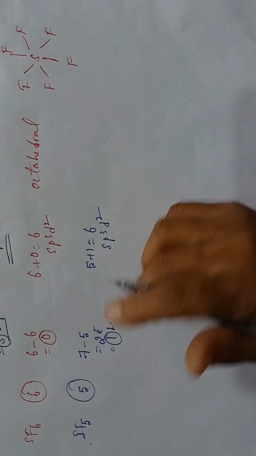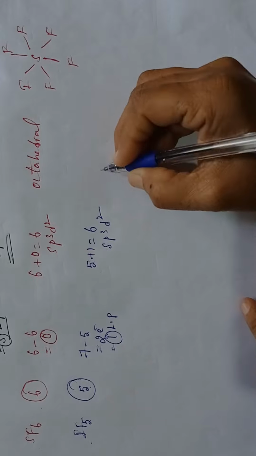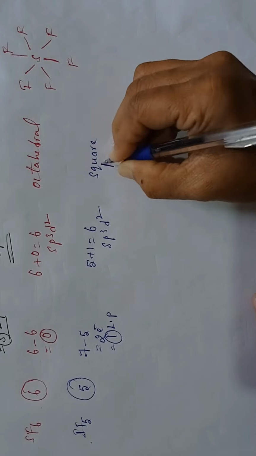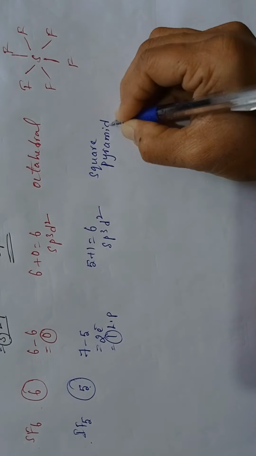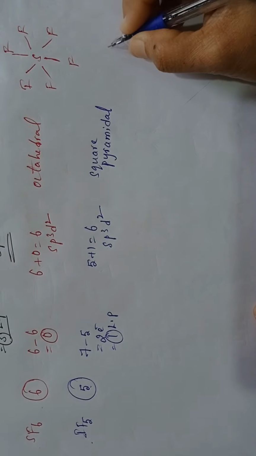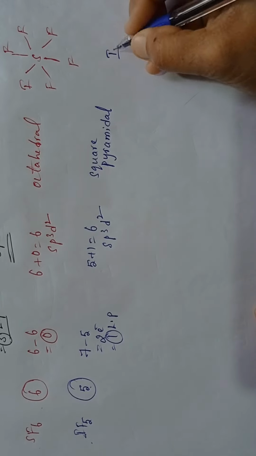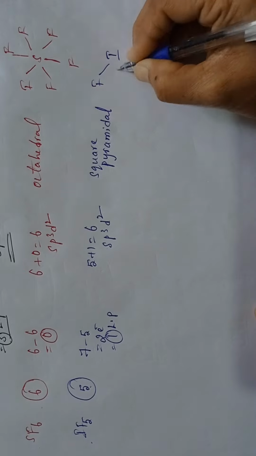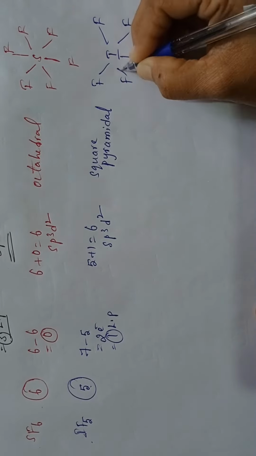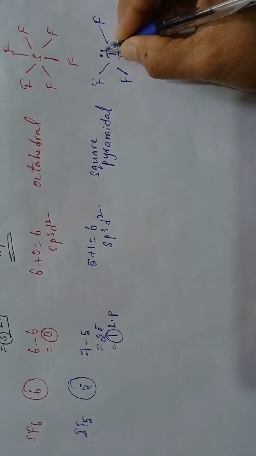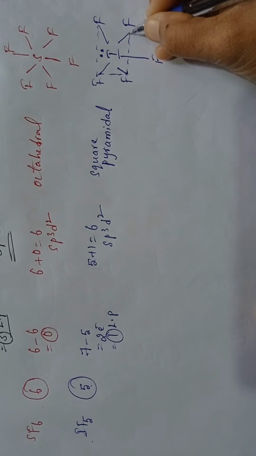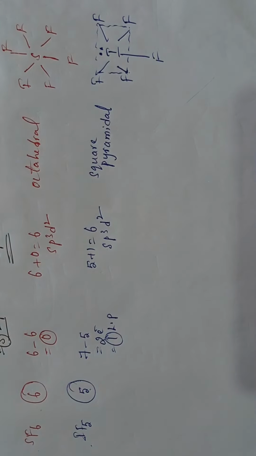One lone pair is present. Then what is the shape, students? Square pyramidal shape. Then what is the geometry? IF5. Here one more F. Here one lone pair is present. Clear? So this is which shape, students? Square pyramidal shape. Okay, square pyramidal shape.